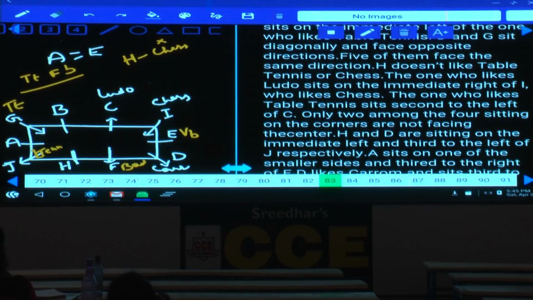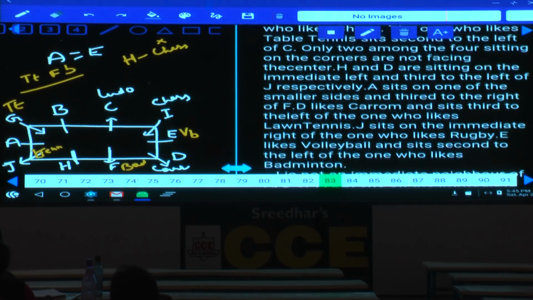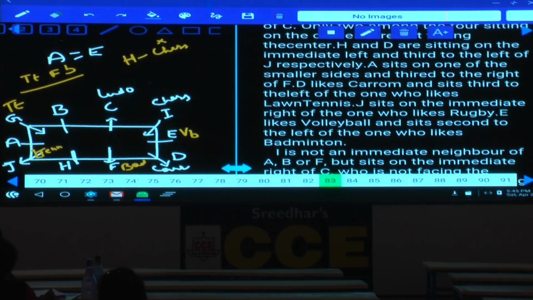The next one: only two among the four sitting at the corners are not facing the center. H and E are sitting on the immediate left hand. A sits on one of the smaller sides and third to the right of F. Next one, D likes caroms and sits third to the left of the one who likes lawn tennis. And J sits on the immediate right of the one who likes rugby. Tell me who likes rugby here? J is to the immediate right of the one who likes rugby.